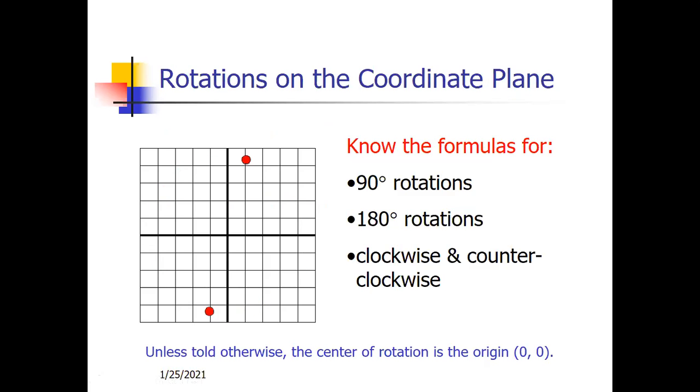So here in front of you, we can see now the formulas for rotation 90 degrees and rotation 180 degrees, and we want to know the clockwise and counterclockwise. So the rotations on the coordinate plane, our goal today is to know the formulas. If you want to rotate around the origin 90 degrees, we will study clockwise and counterclockwise. And we are talking about rotating around the origin.